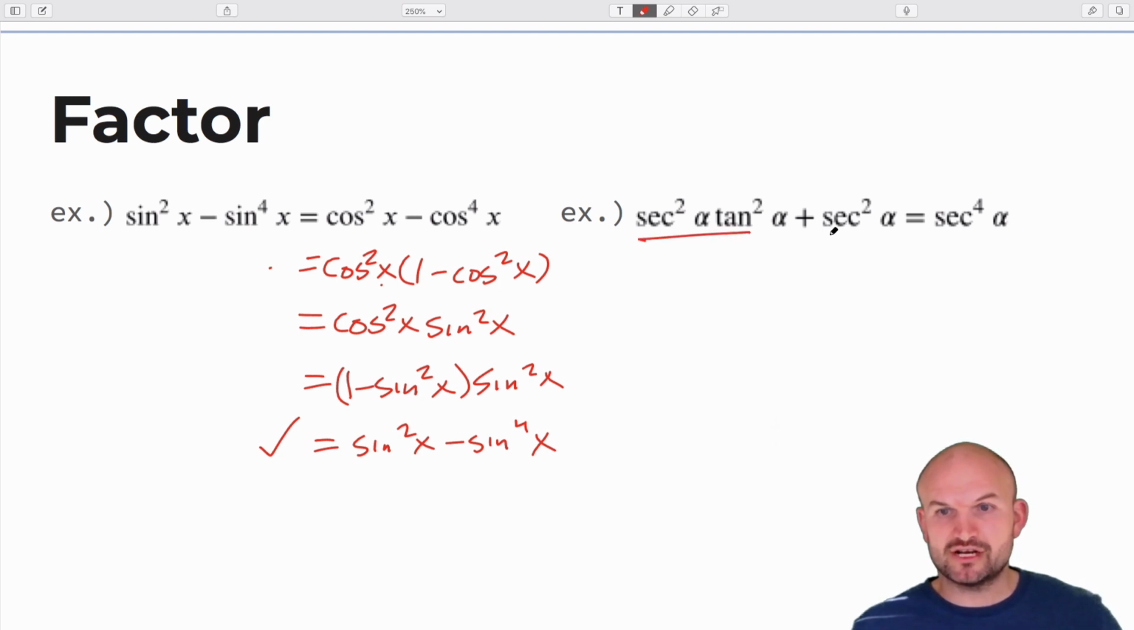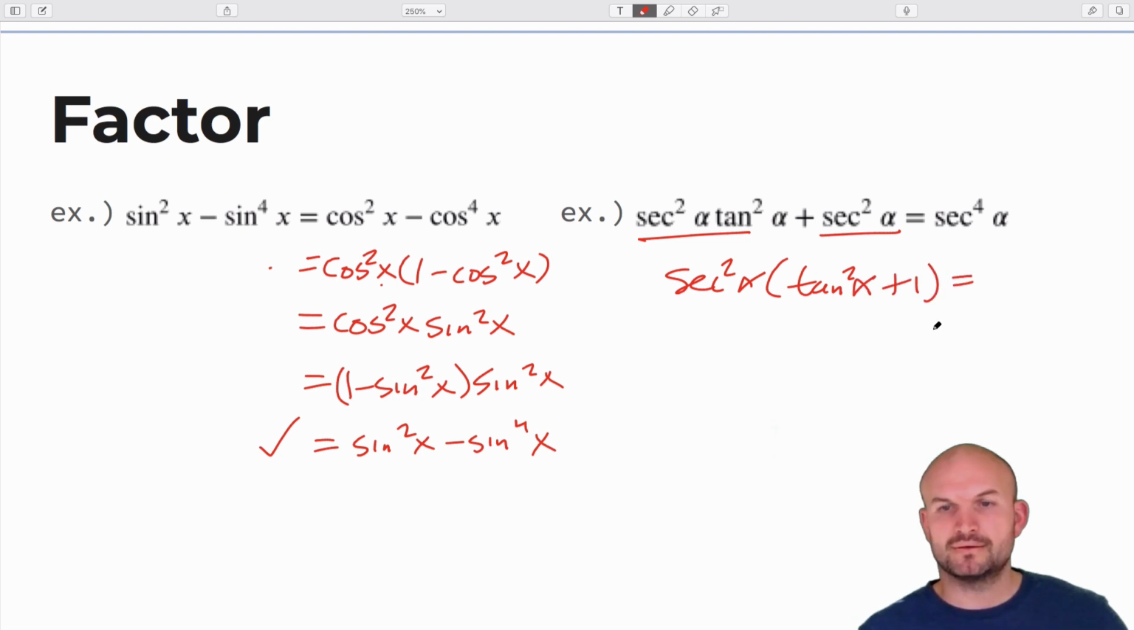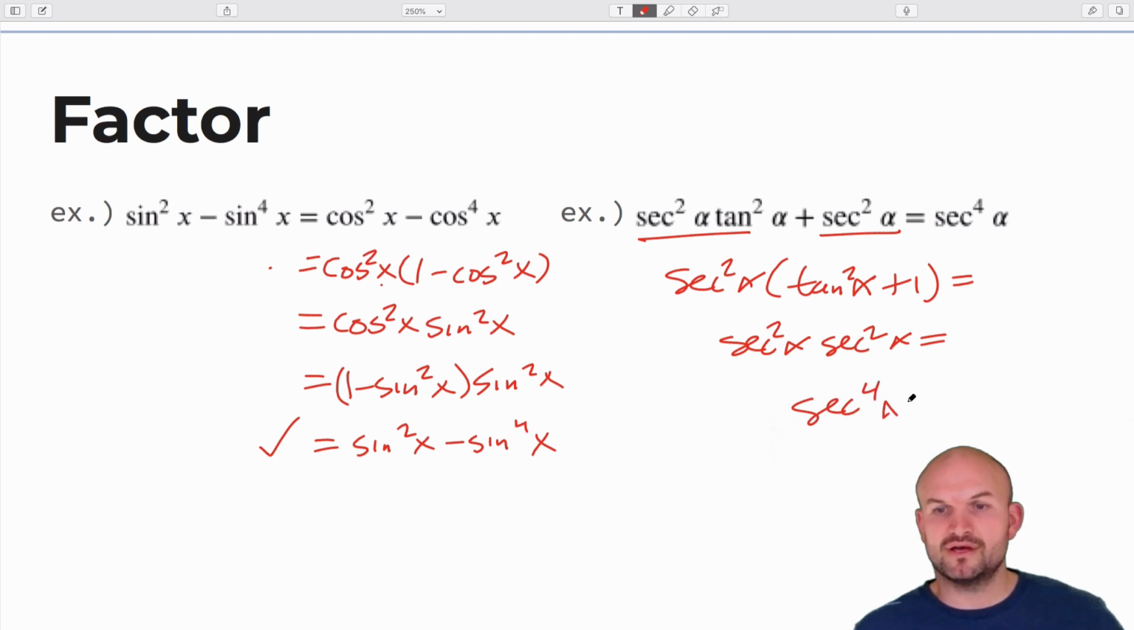And you can see these trigonometric expressions both share secants. So what I'm going to do is factor out a secant squared of alpha. And that's going to leave me with a tangent squared of alpha plus 1. All right, and then using my Pythagorean identities, tangent squared of alpha plus 1 is going to equal secant squared. So I have a secant squared of alpha times a secant squared of alpha, which is now going to be equal to a secant to the fourth of alpha. And there you go, ladies and gentlemen. That is how you verify the identity.